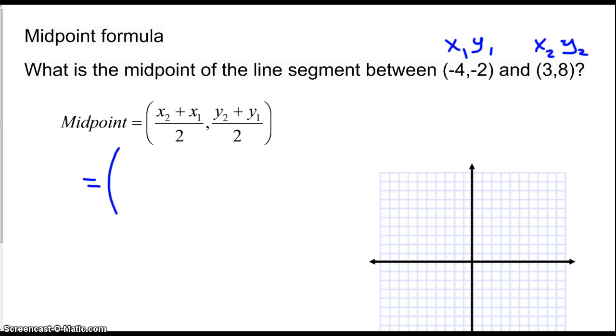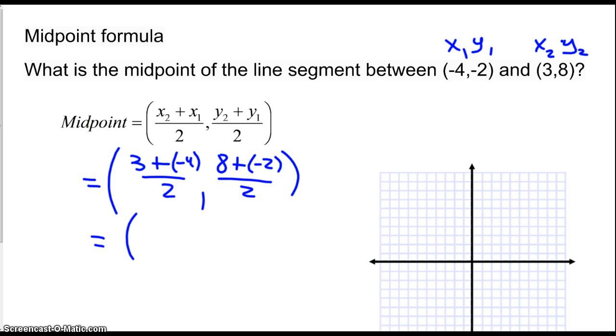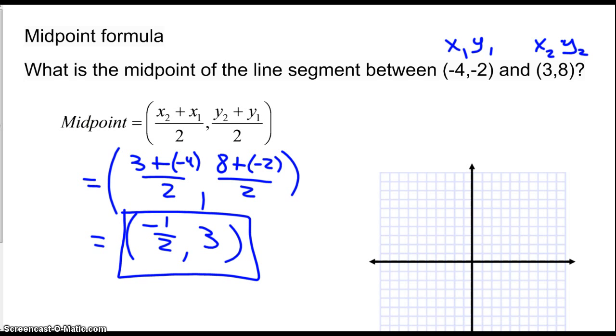Let's see, we've got x2 is 3 plus x1 is negative 4. It is important to note that in this formula we have pluses, whereas the other two formulas had minuses there. All right, and then what do we have here? We have y2 is 8 plus y1 is negative 2, over 2. Okay, so what have we got? I've got negative 1 over 2, and 8 minus 2 is 6 over 2, which is 3. Okay, so that would be the midpoint: negative 1/2, 3.